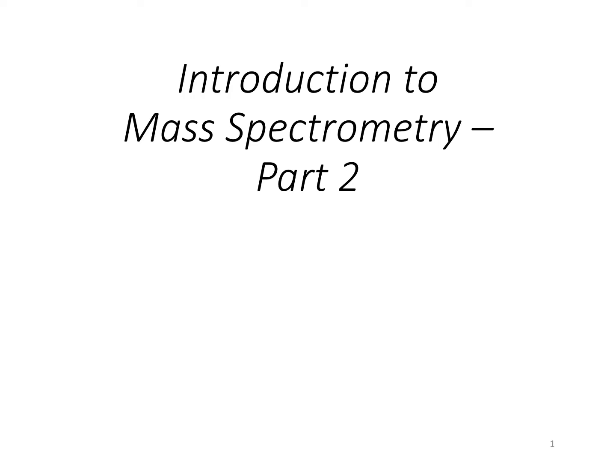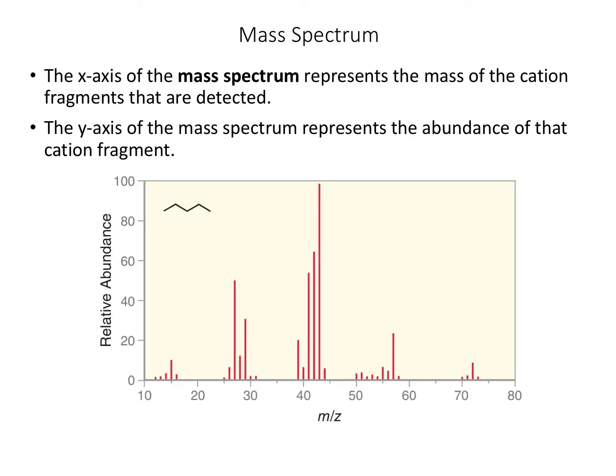All right, in the previous video, we looked at the background and basically how mass spectrometry works. In this video, we want to look a little bit more at the details of how we analyze the mass spectrums. Just to recap, the x-axis represents the mass of the fragments that we're detecting, and the height of the peaks on the y-axis tells us how much of that particular fragment we've detected.